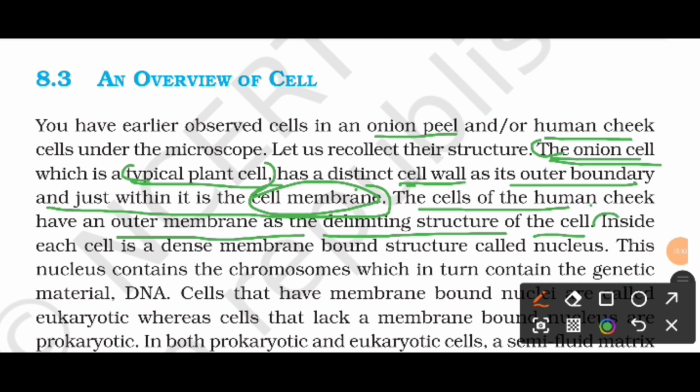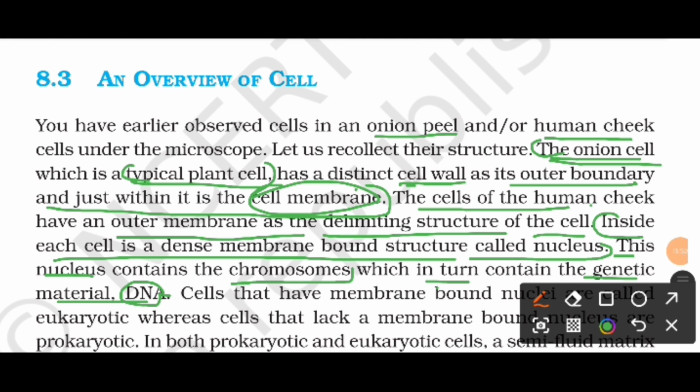Inside each cell we have a dense membrane bound structure called the nucleus. The nucleus is very dense, and it is also the largest organelle found in a cell. This nucleus contains chromosomes. If you don't know about chromosomes, we'll study that in our upcoming lectures. Please don't get tense about this, I guess most of you know. Chromosomes in turn contain the genetic material DNA. What is the full form of DNA? Deoxyribonucleic acid.